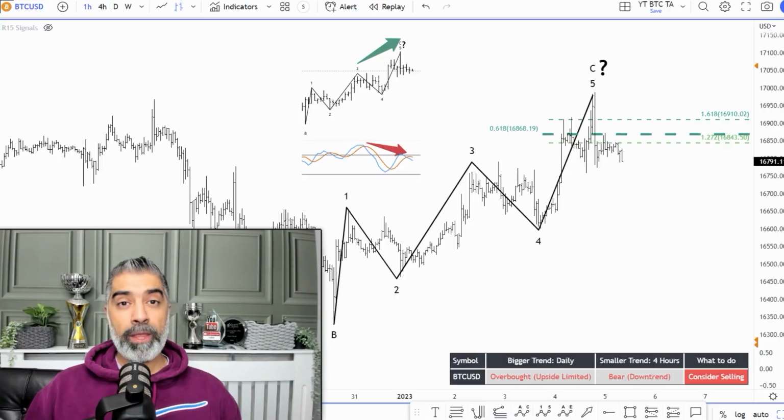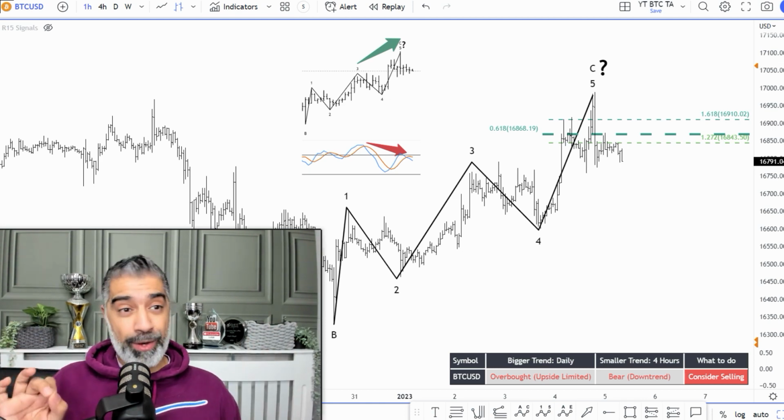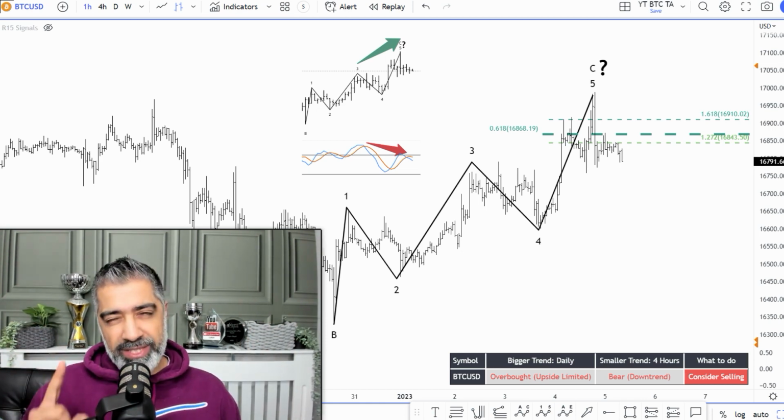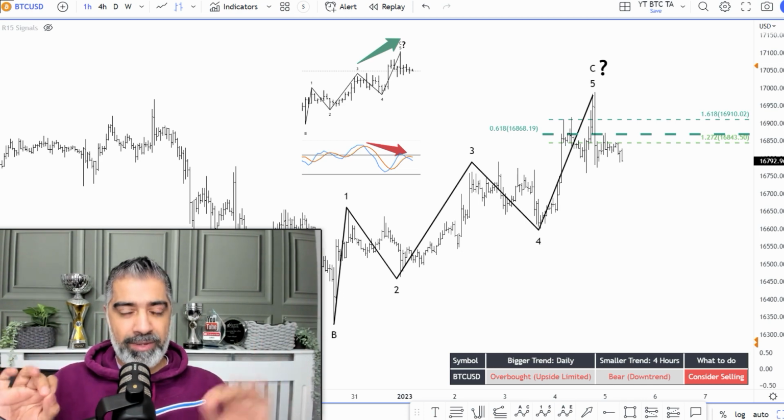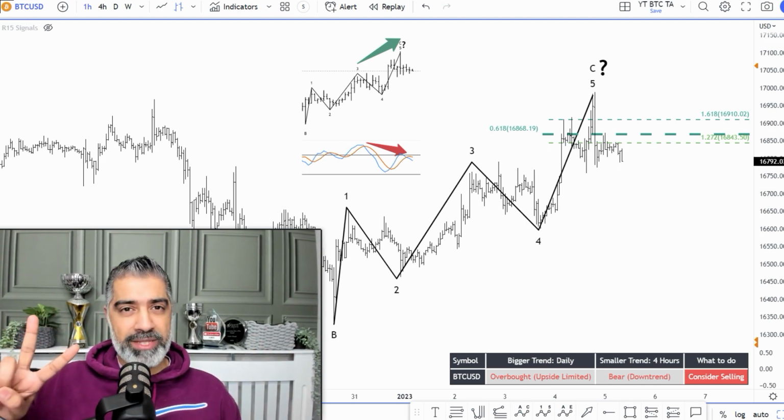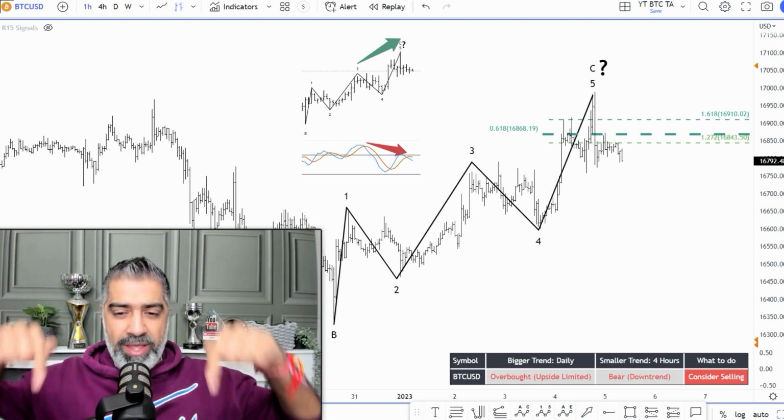Let's dive into some logical TA. We are on a 1 hour Bitcoin chart. The first thing we always want to look at is the momentum. Ideally, you want to have two time frame momentums pointing in the same direction. And what do we have?